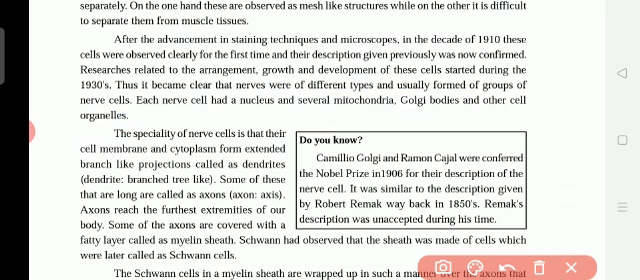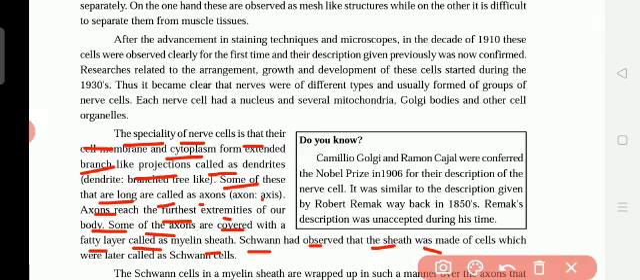The speciality of nerve cells is that their cell membrane and cytoplasm form extended branch-like projections called dendrites. Some of these that are long are called axons. Axons reach the furthest extremities of our body. Some of the axons are covered with a fatty layer called the myelin sheath. Schwann had observed that the sheath was made of cells which were later called Schwann cells.